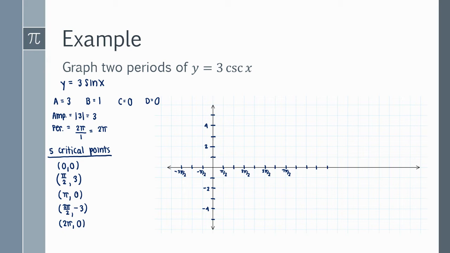All right, so I'm going to plot those points for the sine graph. So we'll have 0, 0; pi over 2, we're up at 3; pi, we're at 0; 3 pi over 2, we're down at negative 3; then we're back at 0. That would be one period, okay?